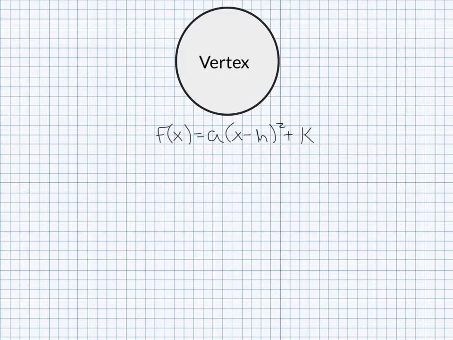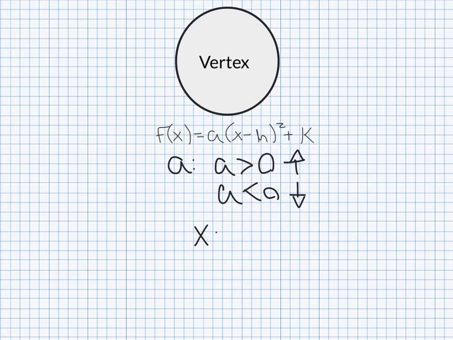Vertex form is usually written as f of x is equal to a times x minus h squared plus k. Just as before, in terms of a, if a is greater than 0, the graph will concave up, and if a is less than 0, the graph will concave down. Now when trying to find the axis of symmetry, x is just equal to h. Now instead of having the y-intercept or the two x-intercepts, we now have the vertex of the graph, which is written as h, comma, k.